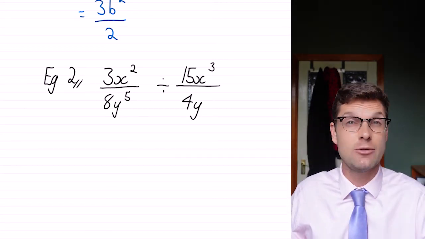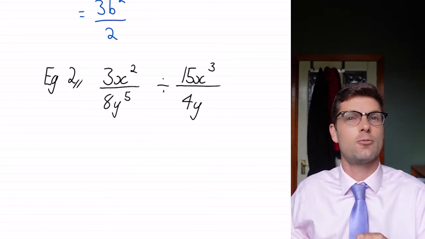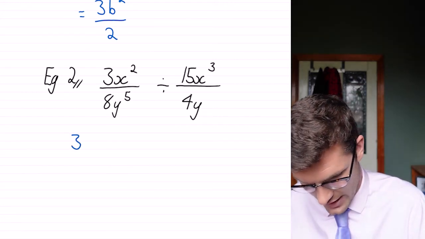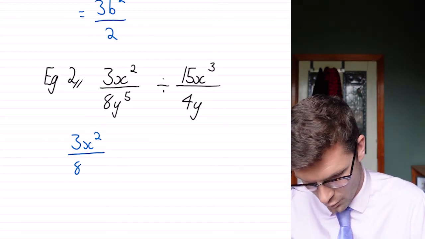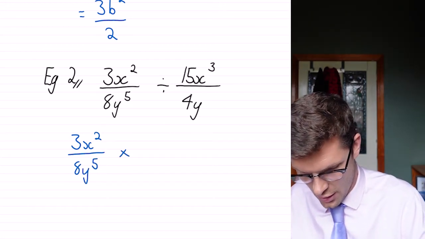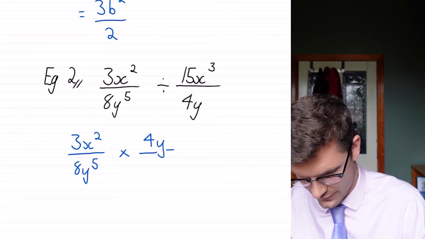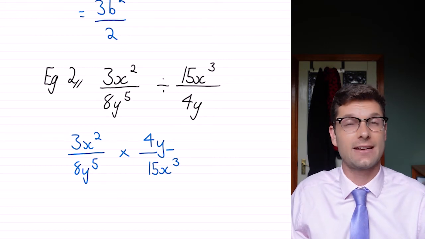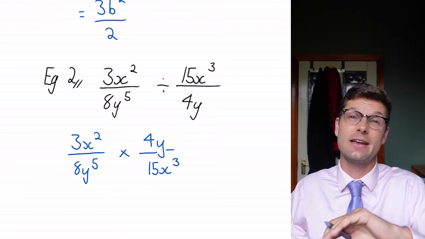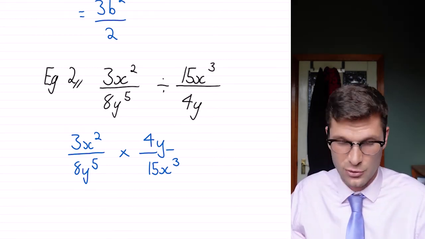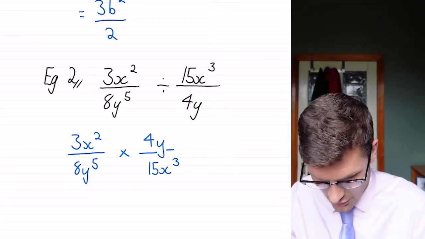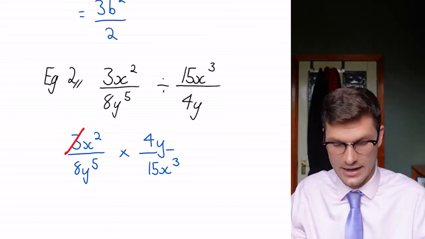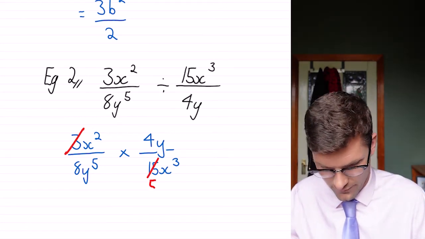So for this one, we're going to rewrite our equation out just with a multiplication and a flipped last fraction. So this becomes 3x squared over 8y to the power of 5 times 4y over 15x cubed. And now we can start to look for common factors. Usually our common factors are going to be across from each other, so we'll just start there. So 3 and 15 have a common factor of 3. So this is going to get taken out completely, and this is going to become a 5.